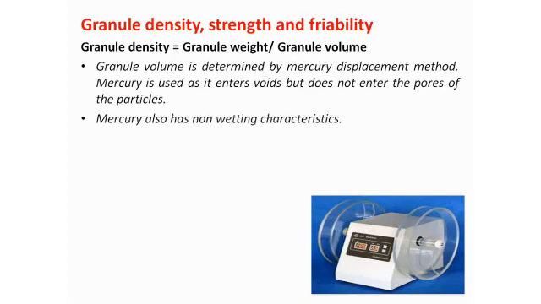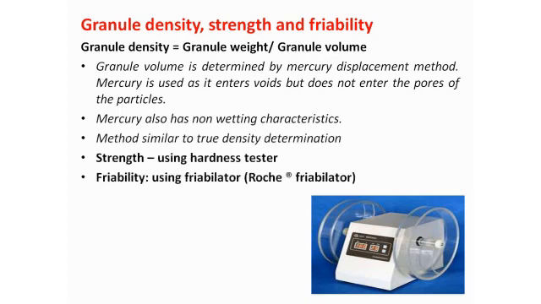Moreover, mercury has a non-wetting characteristic. So if we use mercury for determination of the granule density, you should not worry about the wetting characteristic of the solvent, because mercury as a solvent is non-wetting. The method is similar to true density determination, and for strength we use the hardness tester. For friability we can use the friabilizer. An example I have given here is a simple friabilizer that is also used on laboratory scale.